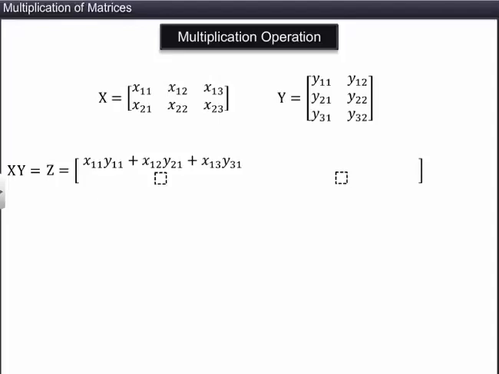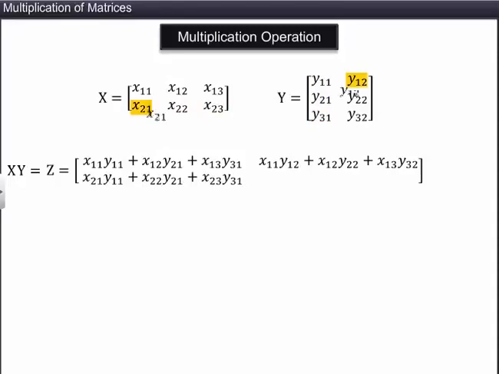Then, we multiply the elements in the first row of X to the elements in the second column of Y. We will write the sum of the products of the elements as shown. In a similar manner, we multiply the elements in the other rows and columns. Finally, we get the matrix as shown.